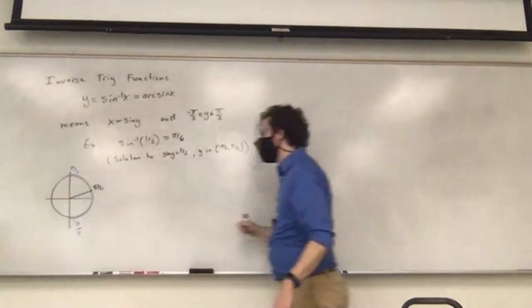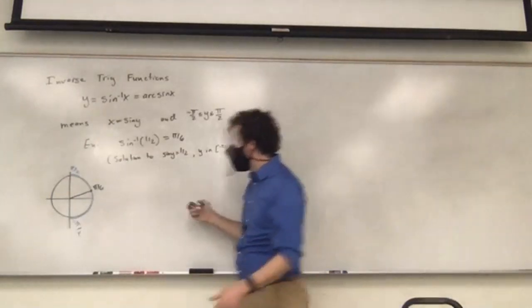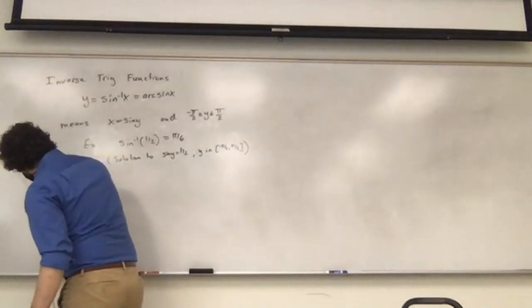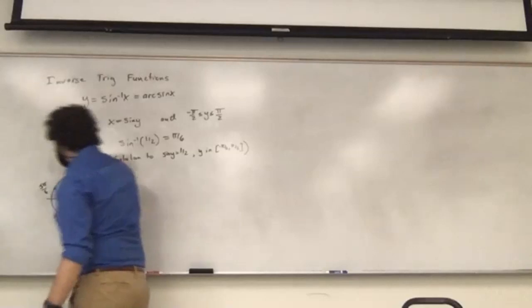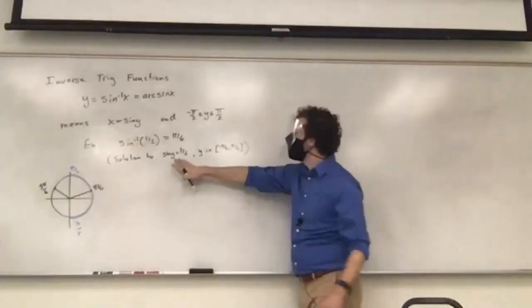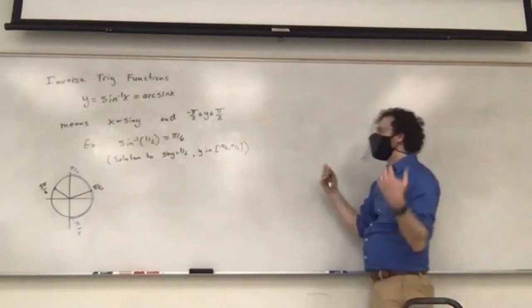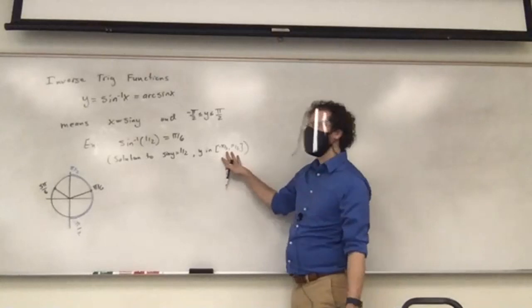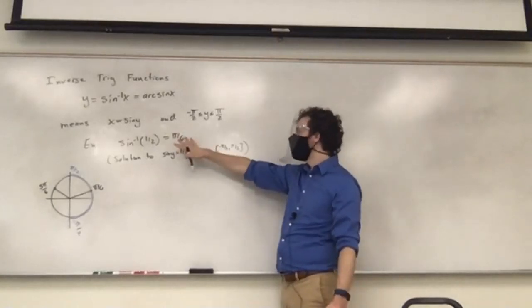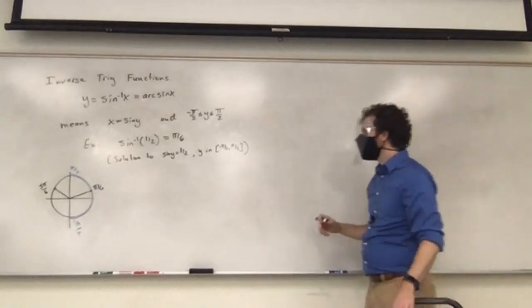And you do need to be careful here, because another angle whose sine is 1/2 is 5 pi over 6. 5 pi over 6 is another solution to this equation. But why that isn't sine inverse of 1/2 is that it's not in the right range. And pi over 6 is the one solution which is in that half of the circle.